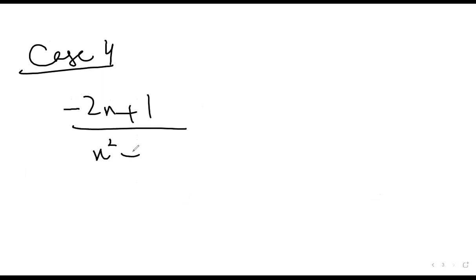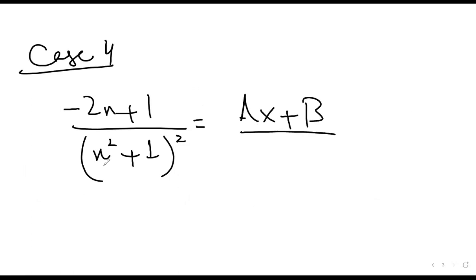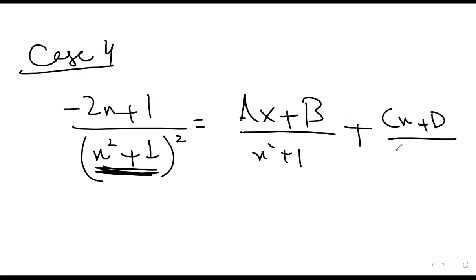Case number 4. For example, x squared plus 1. It's also an irreducible factor, but that is repeated, meaning it is 2 times. Then the unknown will be with the power 1, like (ax plus b) upon (x squared plus 1). Again, irreducible quadratic factor. Quadratic means power 2. It's (cx plus d) upon (x squared plus 1) having power 2. These are the 4 cases.